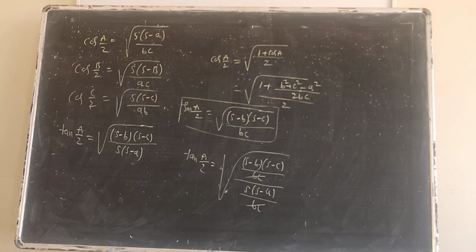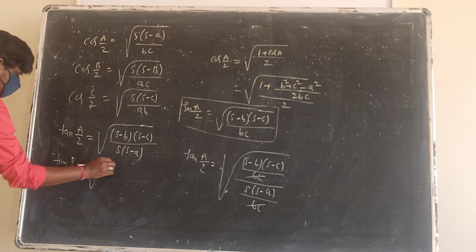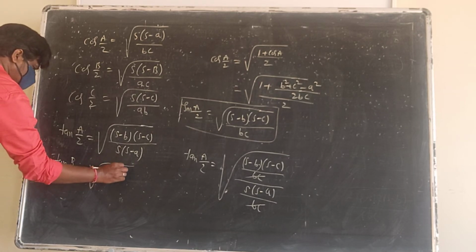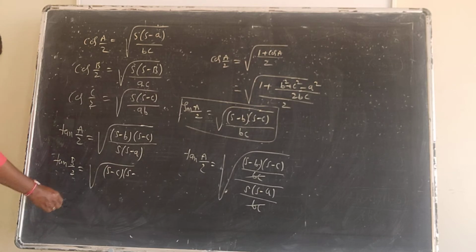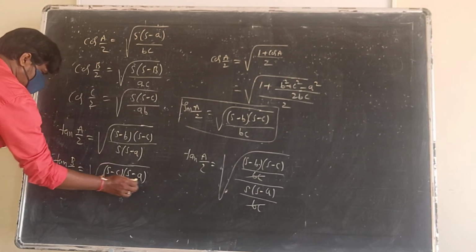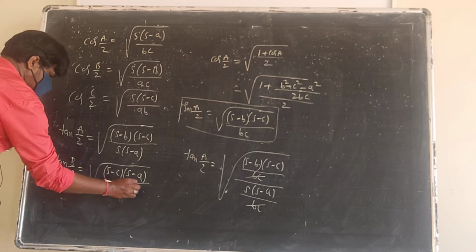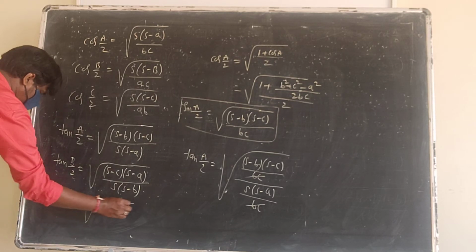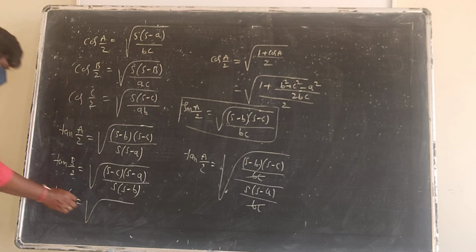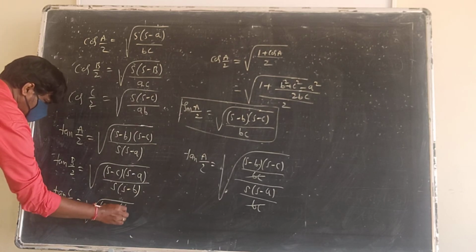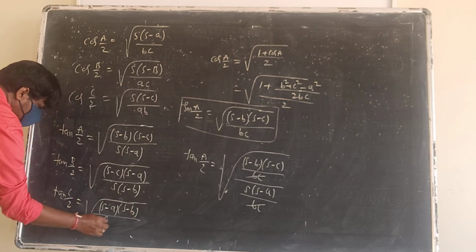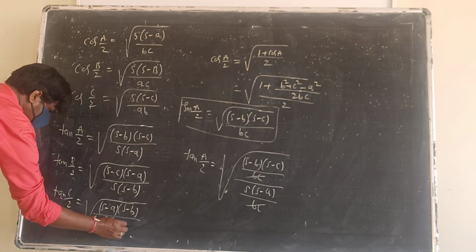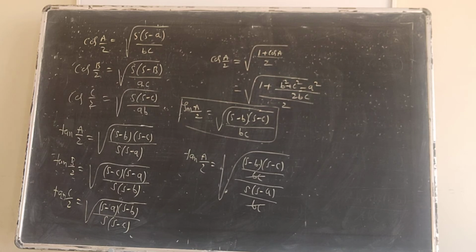As it is, now what is the tan B by 2 formula? Tan B by 2 is equal to the square root of S minus C into S minus A upon S into S minus B. Correct? Then what is the tan C by 2 formula? Tan C by 2 is the square root of S minus A into S minus B divided by S into S minus C. So these are our tan half angle formulas.